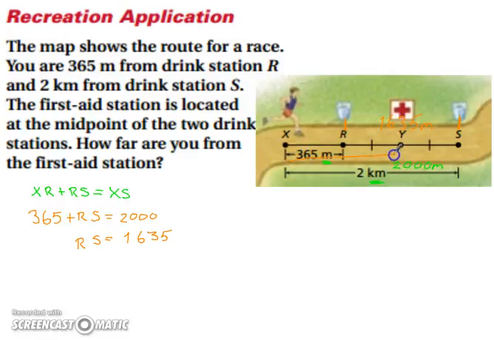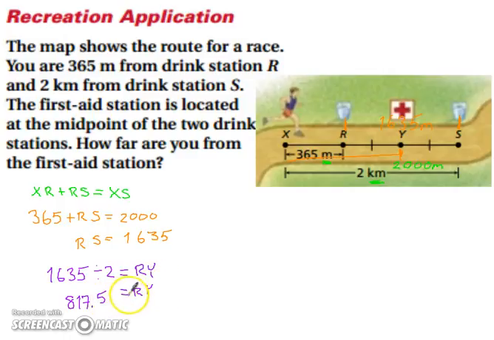So our question is to here. Well, we know what XR is, but we need to know what RY is. Well, if RS is 1,635 and Y is directly in the middle of R and S, we can take half of that to find RY. So if we take our 1,635 and divide that by 2, that's going to give us our RY, which happens to be 817.5.